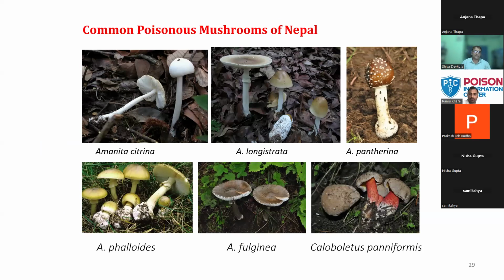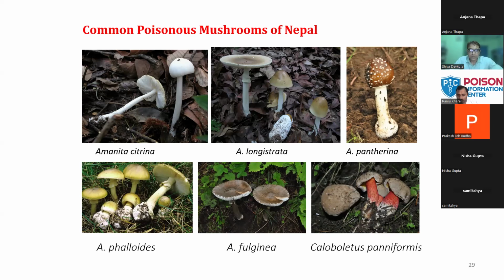I'd like to bring some pictures of the common poisonous mushrooms of Nepal. This is Amanita citrina. This is very poisonous and reported from Nepal. This is Amanita longistriata. We reported it from Palpa. This is Amanita pantherina. This is Amanita phalloides, death cap. This is Amanita fuligineodisca. We reported it from the Everest area. And this is Caloboletus panniformis, also from the Everest area. So these are some of the poisonous mushrooms.